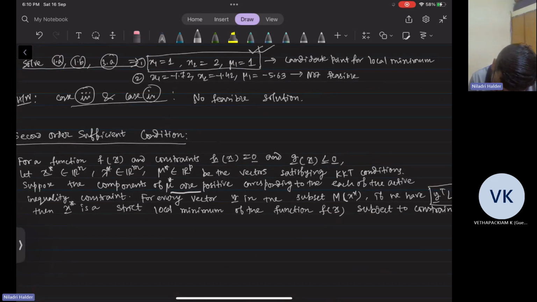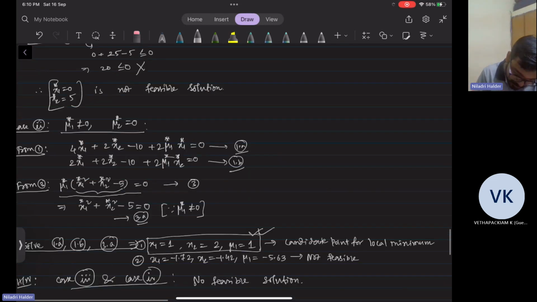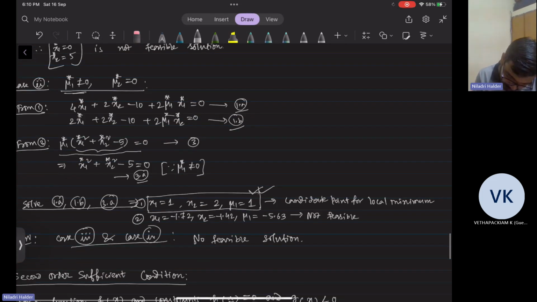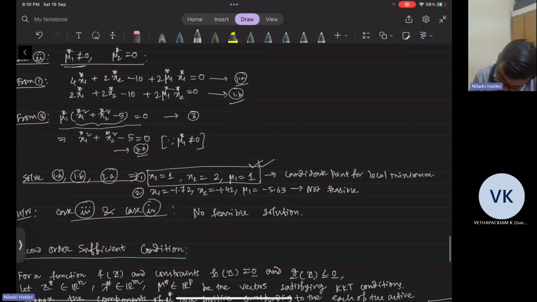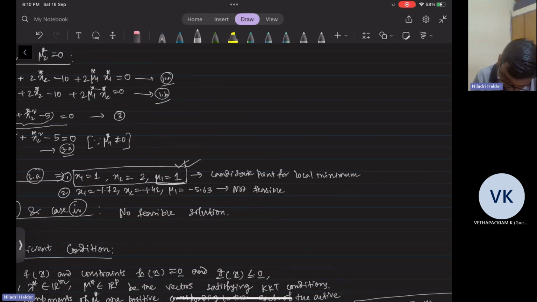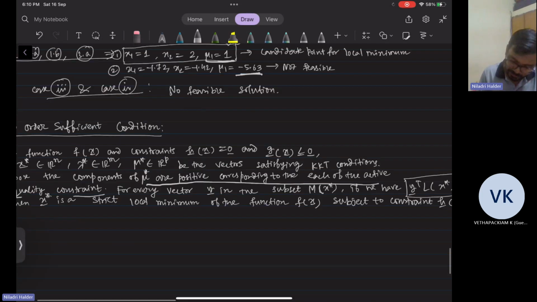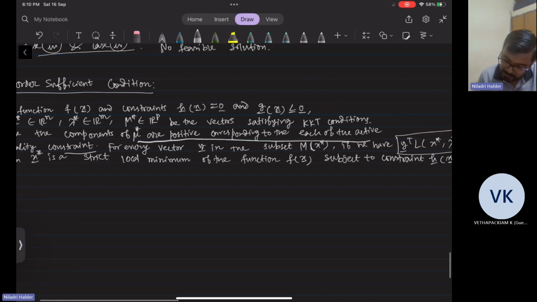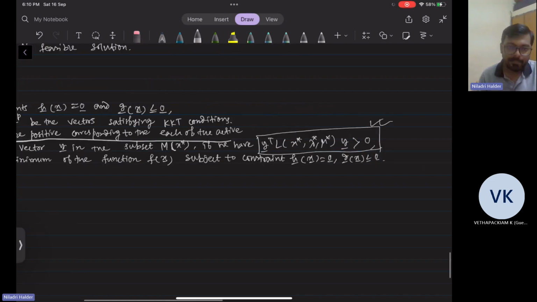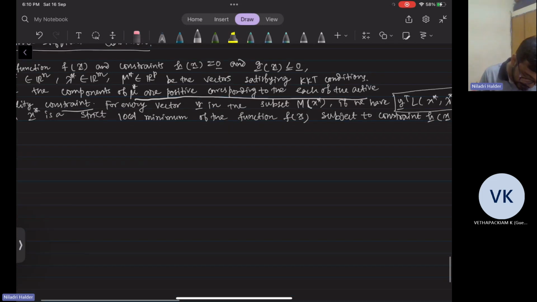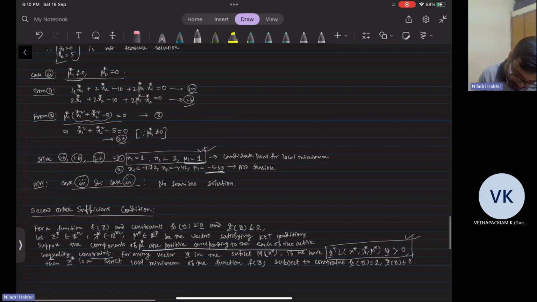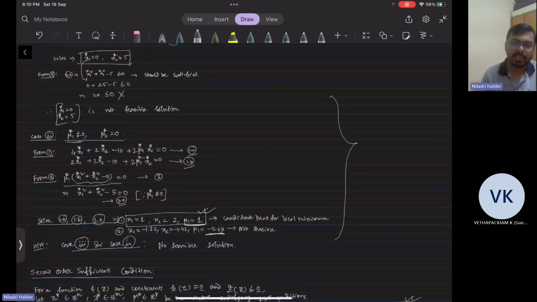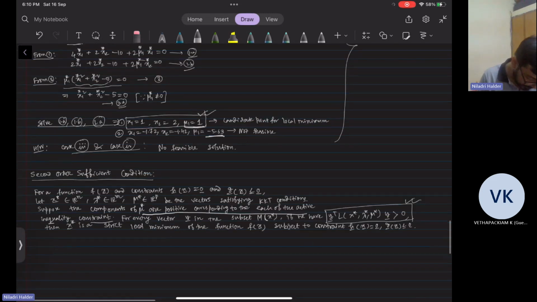That's what is mentioned in the second order sufficient condition: mu star is positive corresponding to each of the active inequality constraints. That means suppose mu one star is non-zero, it should also be greater than zero, positive, greater than or equal to zero. Negative is not feasible. And then x star is the strict local minimum if this condition is satisfied. Now quickly we'll check whether the second order sufficient condition is satisfied for this problem.